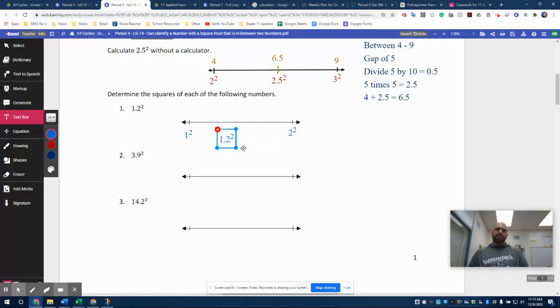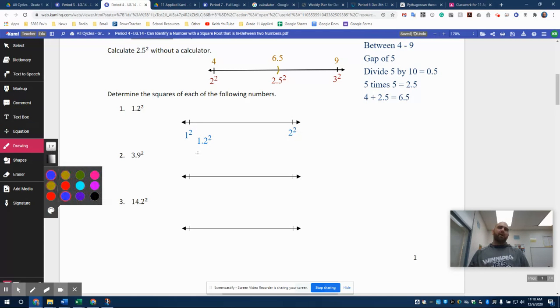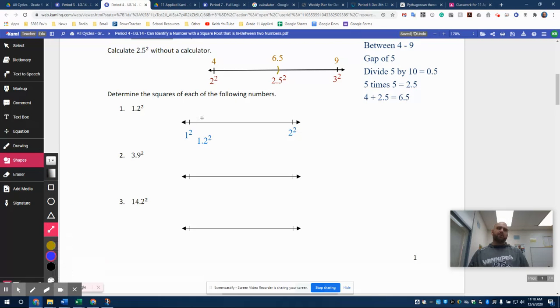1.2 is going to fit somewhere in between those two. And I would say it's probably right about here. It's pretty close to 1, not right on 1, but pretty close to 1. That would be my guess. And so it's probably, let's actually do a nice line here, right about there. That would be roughly where it is.